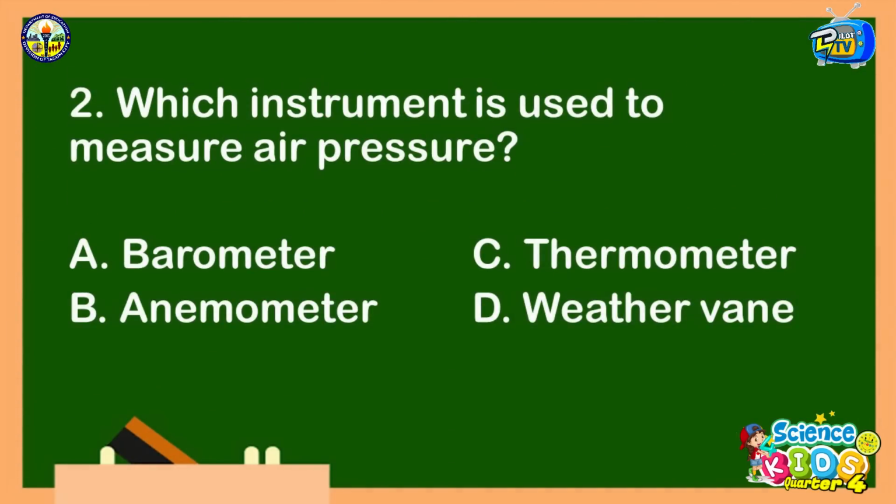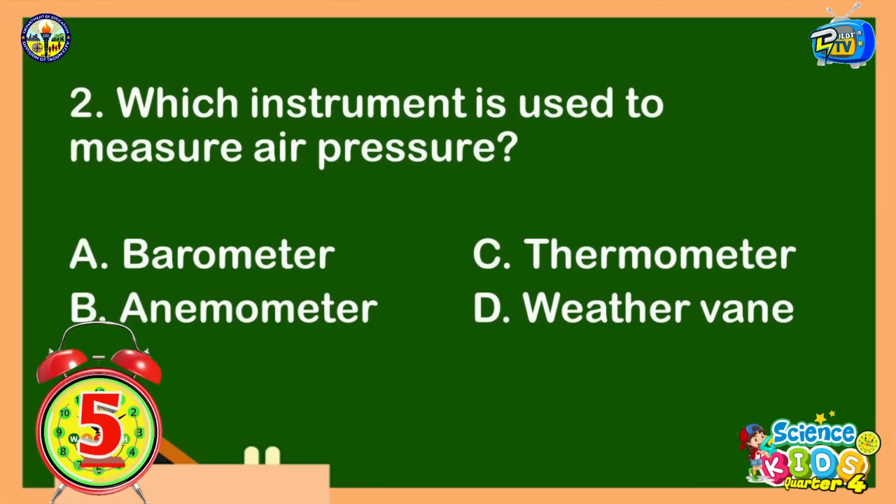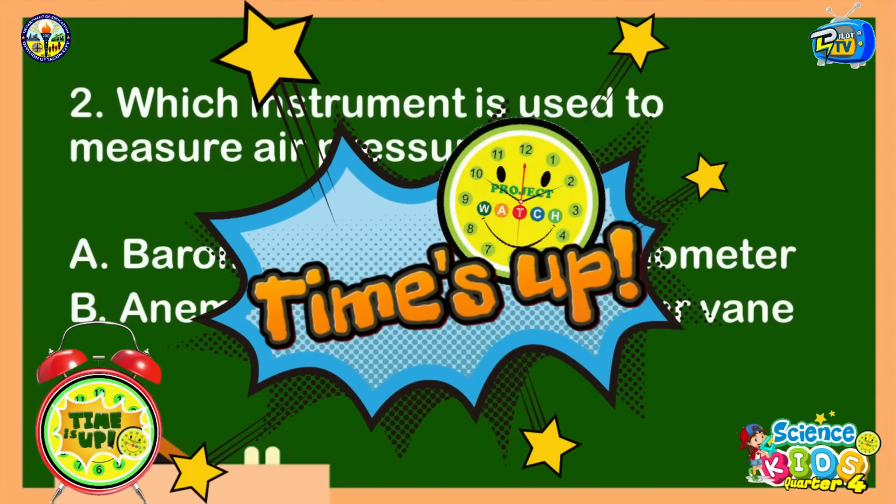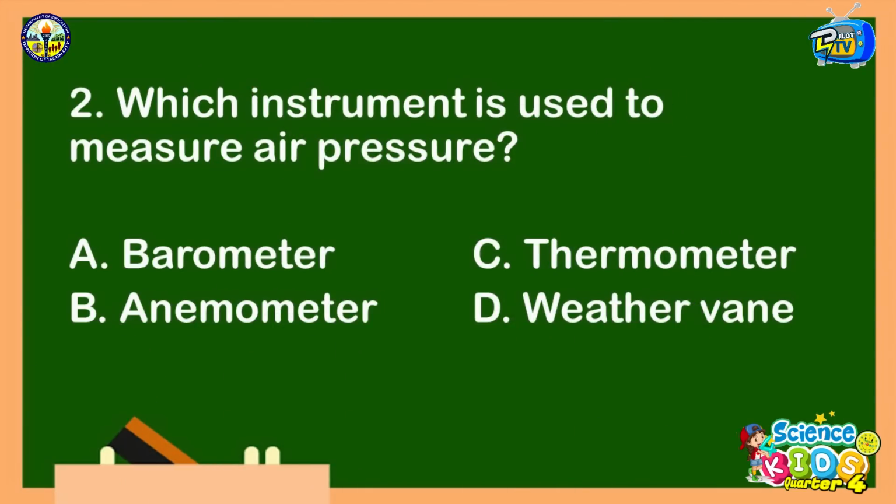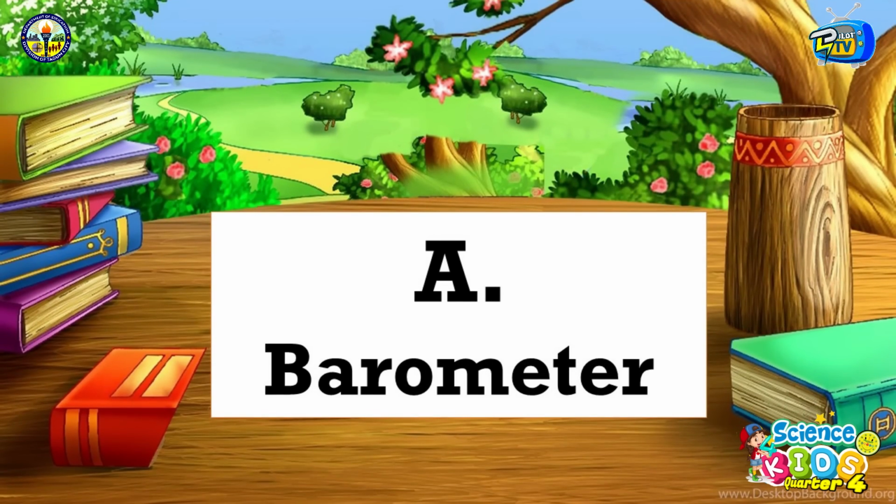Number 2. Which instrument is used to measure air pressure? A. Barometer. B. Anemometer. C. Thermometer. D. Weather vane. What is your answer? Nice! The correct answer is letter A, barometer.